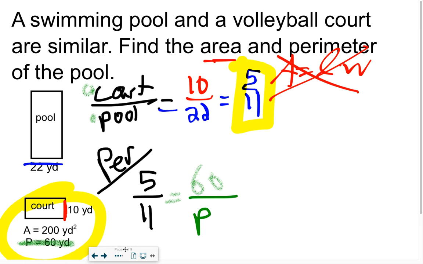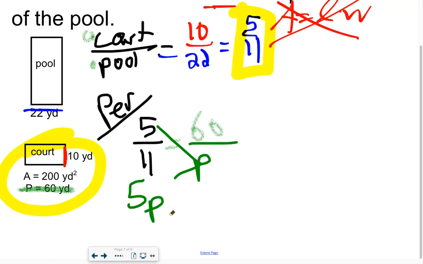And now we're going to do the cross product, where you're just going to take and multiply them again. 5P. And then the other cross product, multiplying these guys: 11 times 60. Yeah, you can do that mental math if you want. Yeah, go ahead, use a calculator. It's perfectly fine. Don't need to do that math mentally.